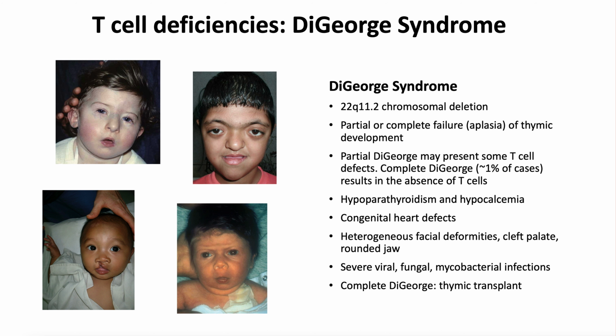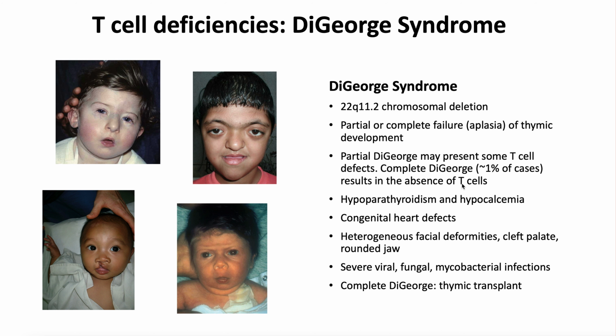Now, moving on to T-cell deficiencies, one key T-cell deficiency that I'll mention in this course is DiGeorge syndrome. And I've mentioned it before during our lecture on lymphocyte development. This is a specific chromosomal deletion, 22q11.2. And this can lead to partial or complete failure of thymic development. Partial DiGeorge syndrome is much more common. Only about 1% of DiGeorge cases have complete lack of thymic development.